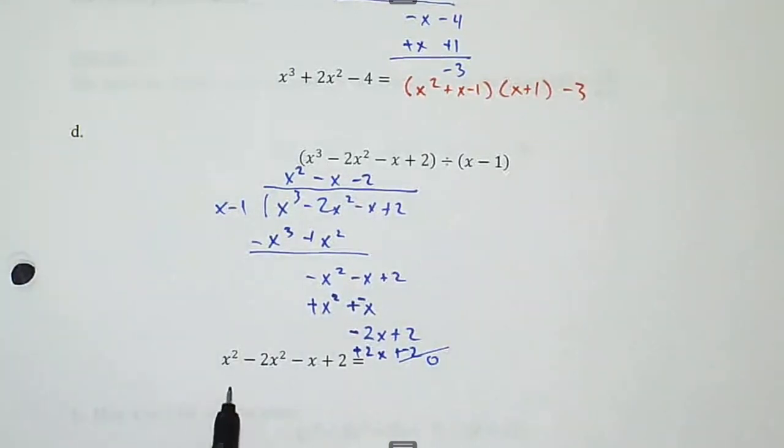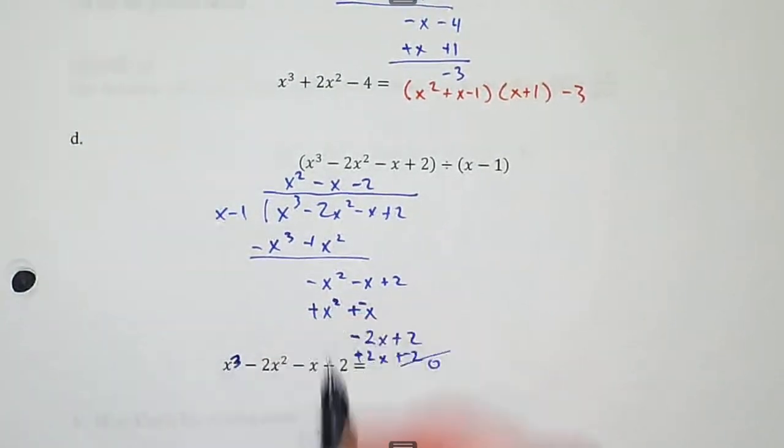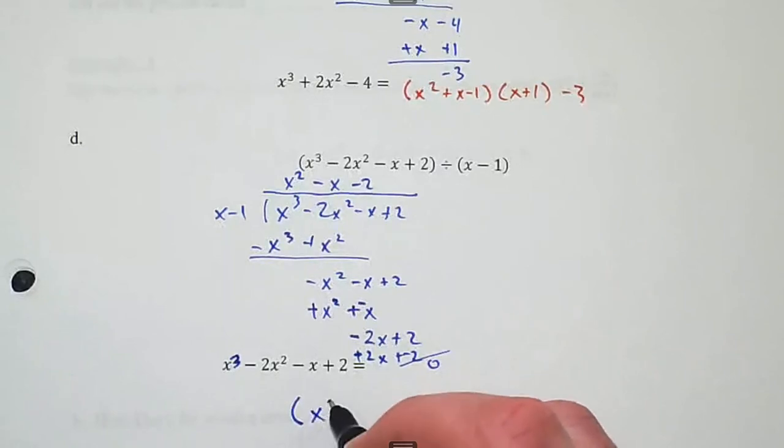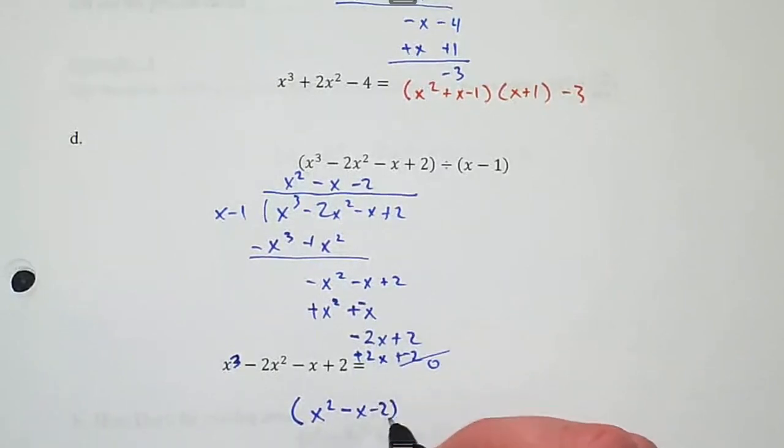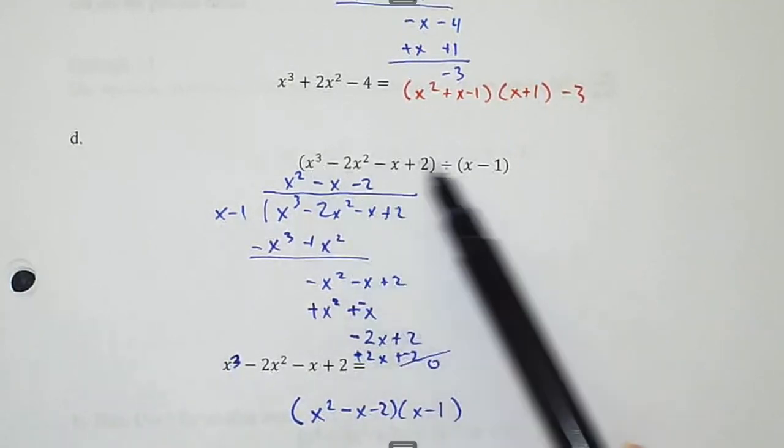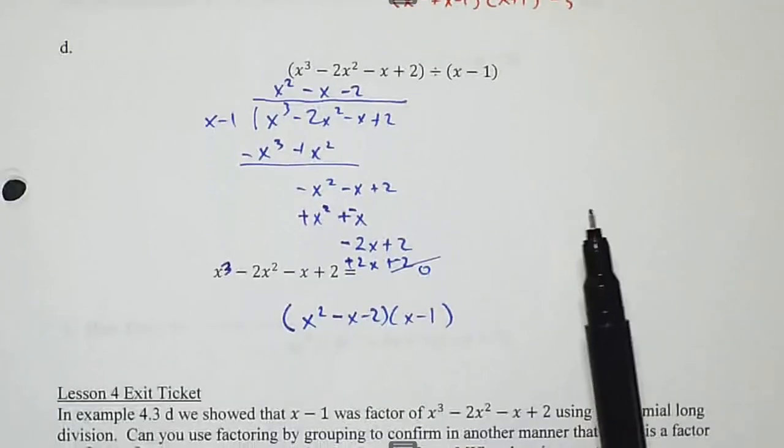So what this is saying is that x cubed minus 2x squared minus x plus 2 is equal to x squared minus x minus 2 times x minus 1. We have, in a sense, factored it. We were able to factor this through long division.